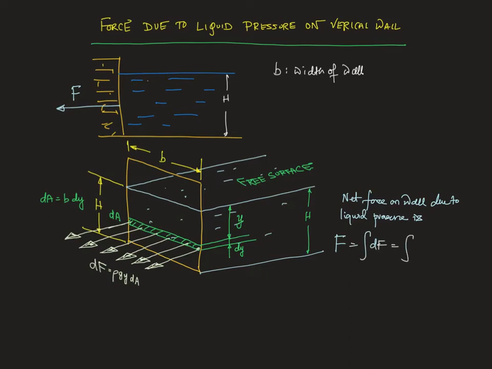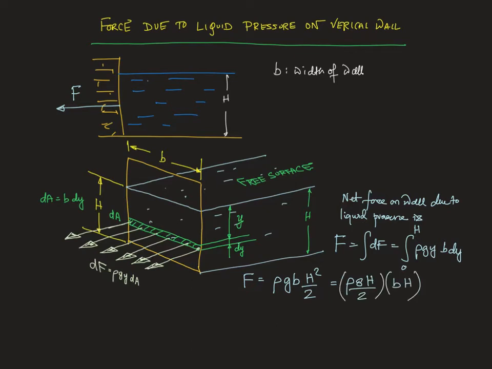So integral of dF means integral of rho gy, and for dA we substitute b dy. The integration limits will be from 0 to h. So F is equal to rho gb integral y dy. That will be h square by 2. So that is rho g h divided by 2 multiplied by bh.